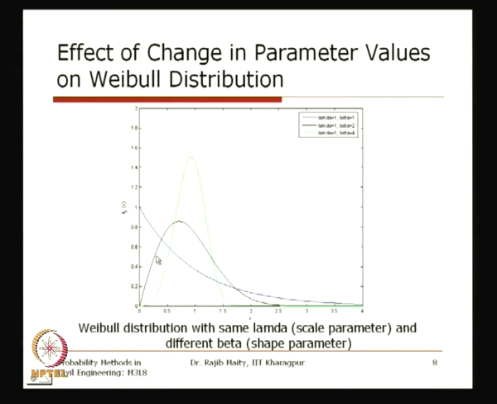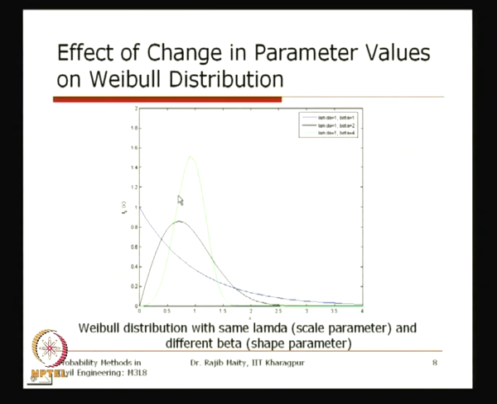For the black one, the combination is lambda equals 1 and beta equals 2, and for the green one, lambda equals 1, meaning all the lambdas are the same for all three, and beta equals 4. So from blue, then black, then green, beta is increasing from 1, 2 and then 4. Here, two things we can see.